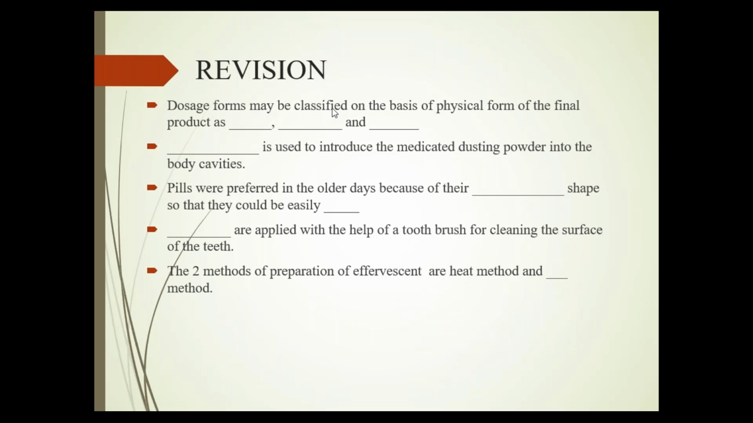Okay. So just a small revision. I'll just take randomly anybody's name. Dinesh, can you tell me the answer to the first question? Dosage forms may be classified on the basis of physical form of the product as dash. Three dashes are there. What are they? Dinesh, just unmute yourself and tell me the answer.